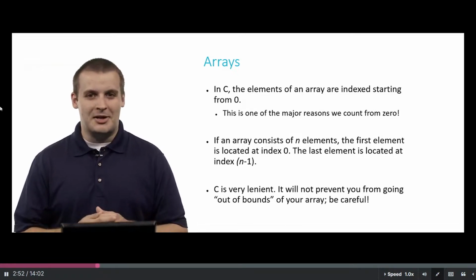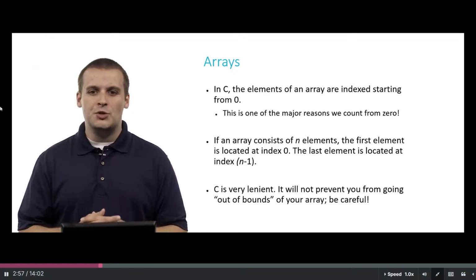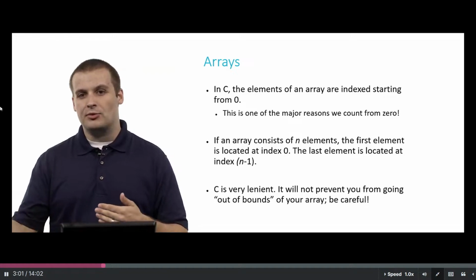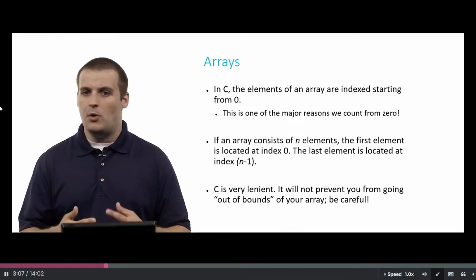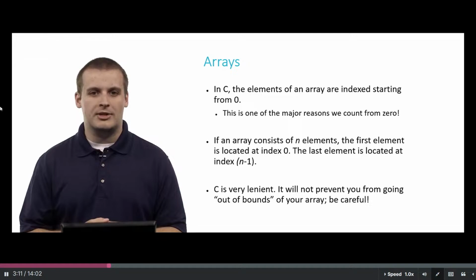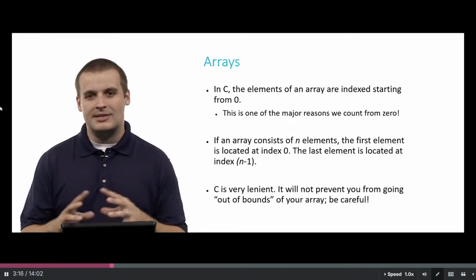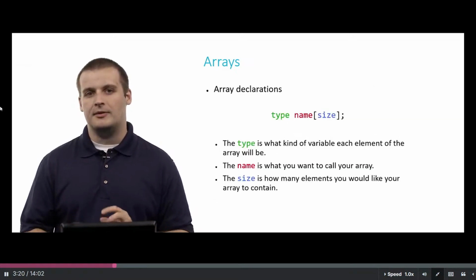Unfortunately, or fortunately, depending on your perspective, C is very lenient here. It will not prevent you from going out of bounds of your array. You could access the -3 element of your array or the 59th element of your array if your array only has 50 elements. It won't stop your program from compiling, but at runtime you might encounter a dreaded segmentation fault if you start to access memory that is outside the bounds of what you asked your program to give you. So do be careful.